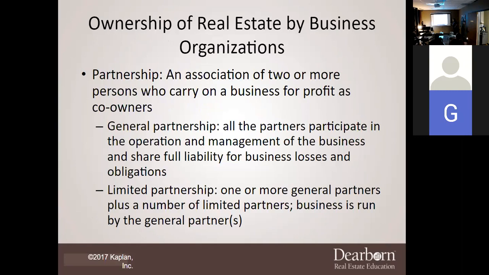Now, there's two types of partners, and you'll see right here, you have a general partner and a limited partner. A general partner is where all the partners participate in the operation and management of the business and share full liability of the business losses and obligations, okay? So in this situation, Miss Linda, Mr. Eugene and Mr. Justin all come together and agree to start a business, have an operation, and participate to make money. We want to be a profitable business, okay?